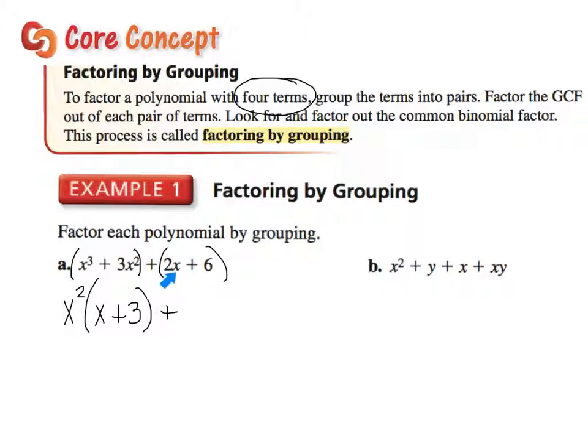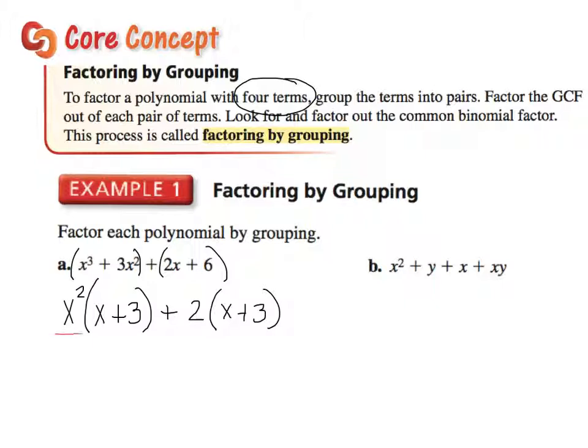What can I factor out of 2x plus 6? I can factor out a 2. And that would also leave me x plus 3. Ding, ding, ding. This is a huge key point. If you do it correctly, the binomials that you have left will be the same. So x plus 3 and x plus 3 will be the same. If one of these is different, you didn't do it right.